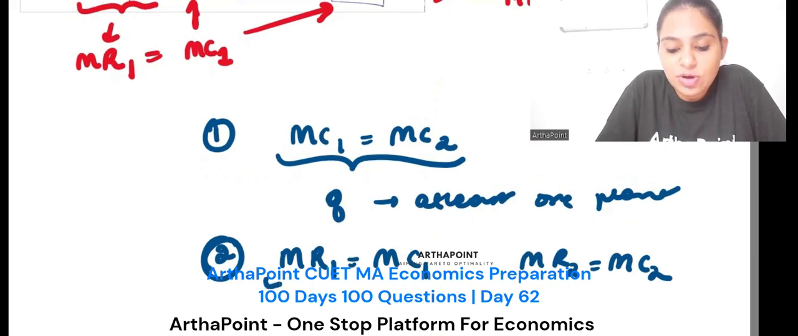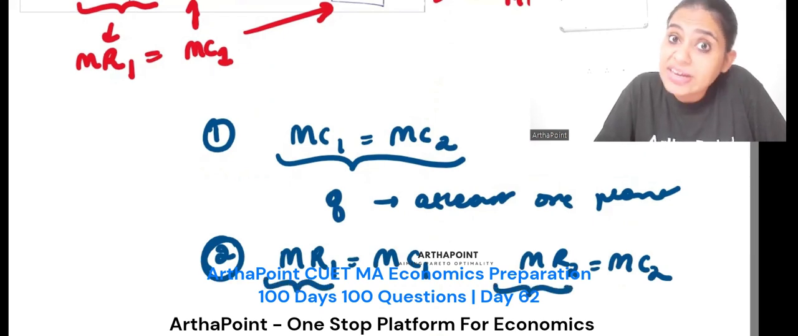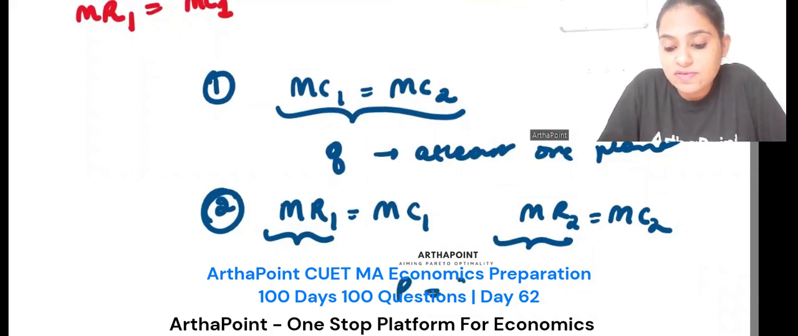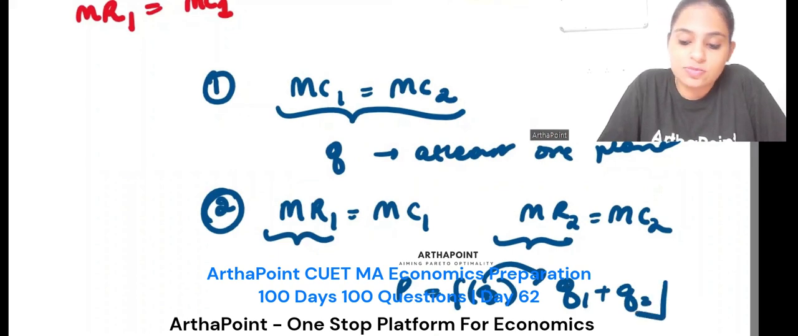And when you are finding marginal revenue, there the price will be... P into Q is total revenue, right? So P will always be a function of total quantity. Remember to change it back into Q1 plus Q2.